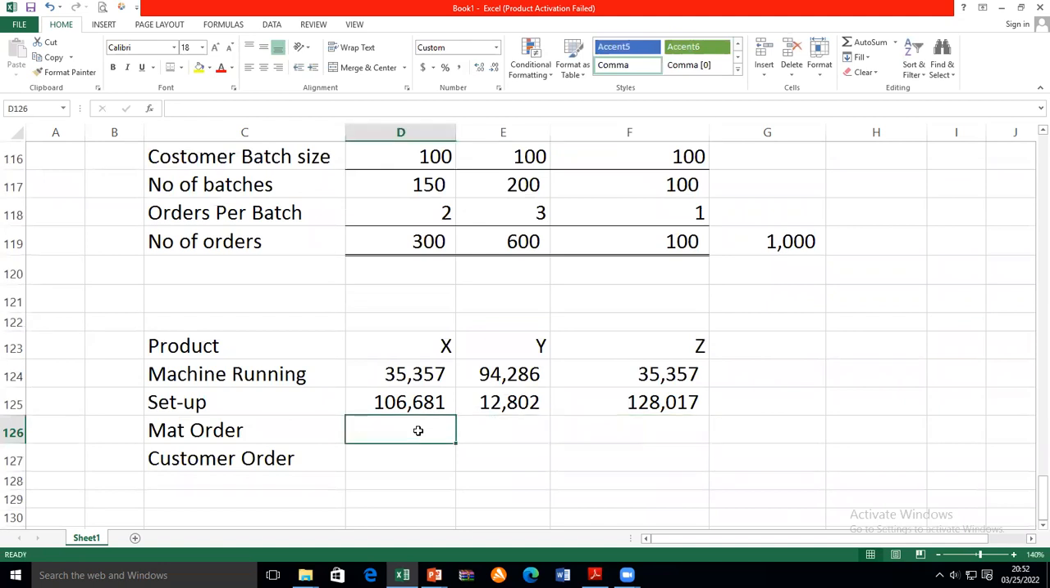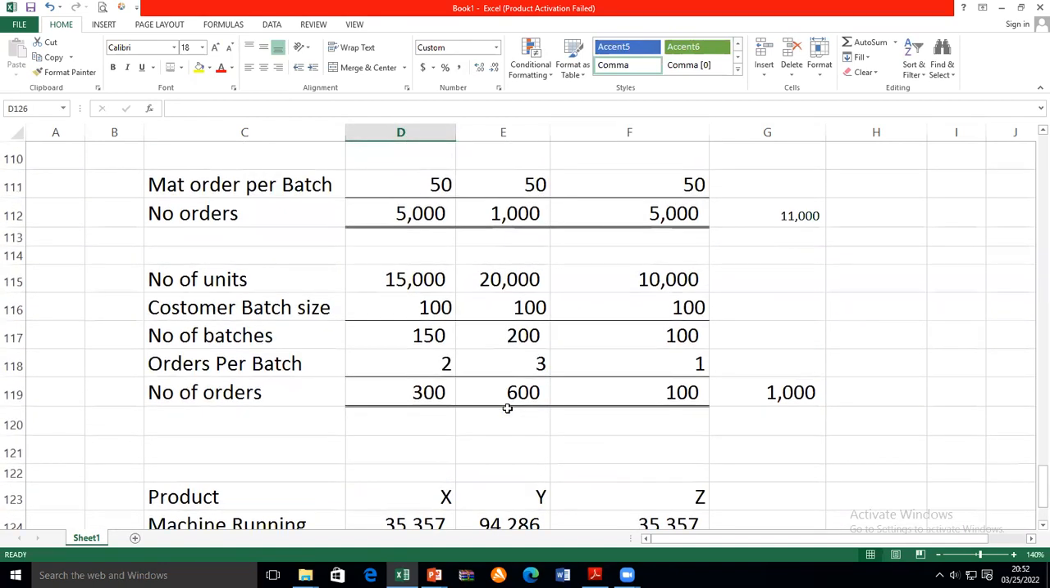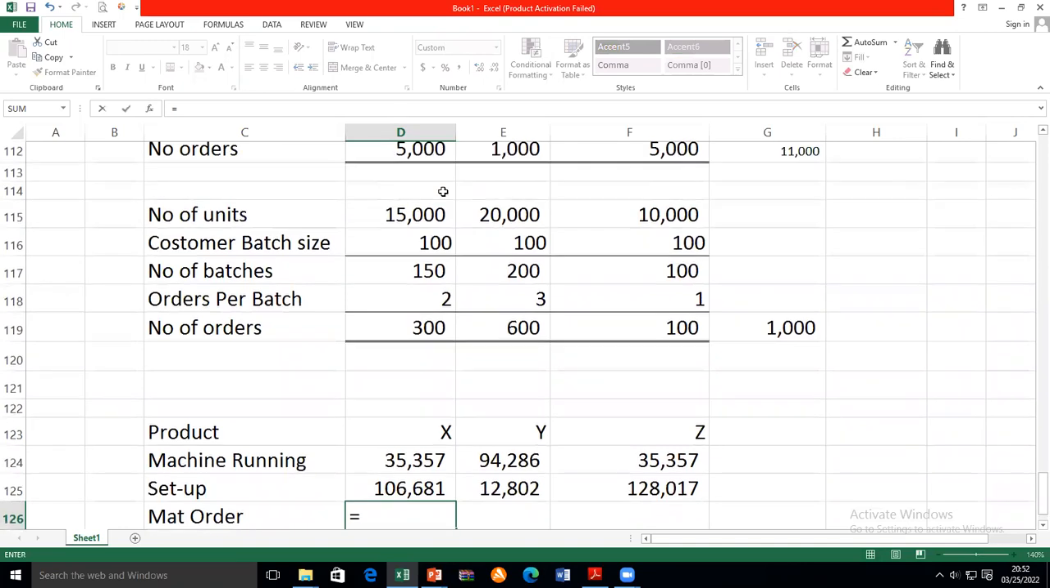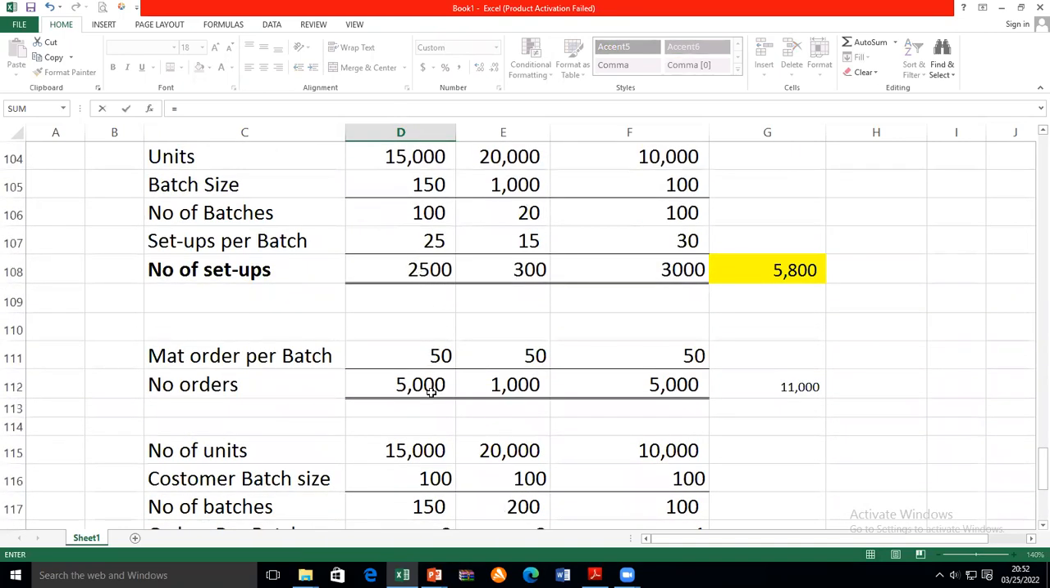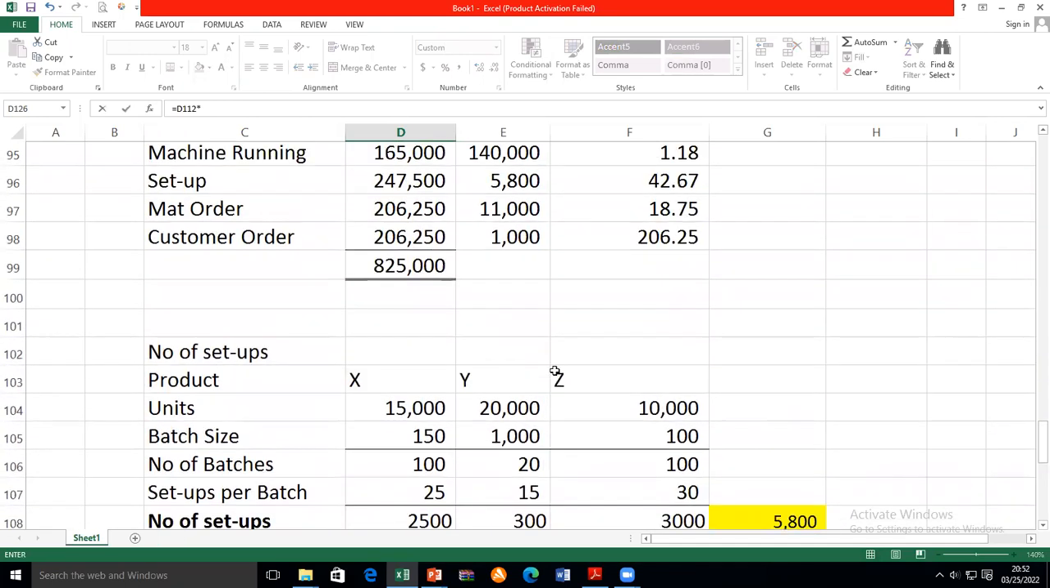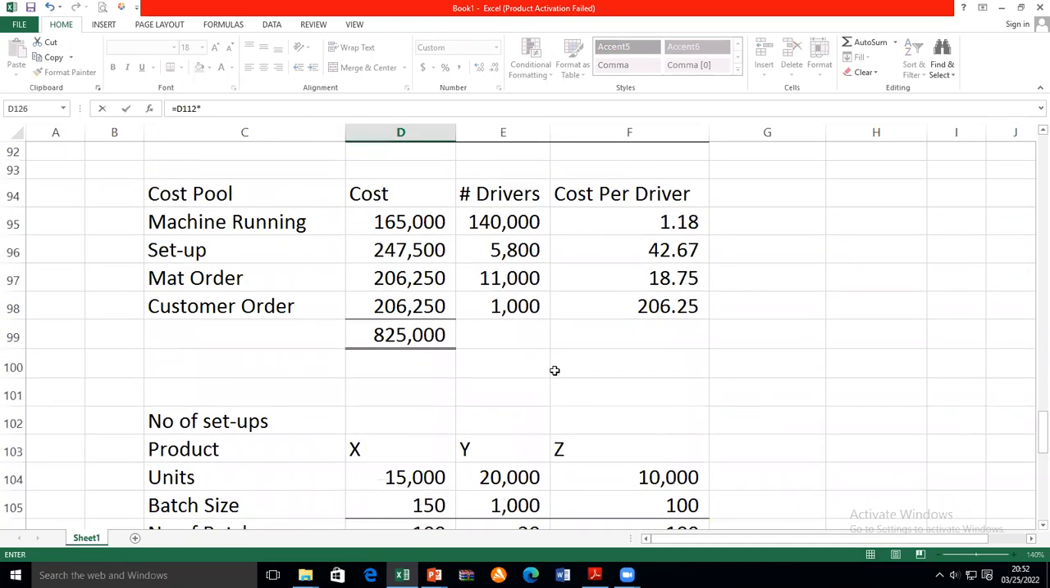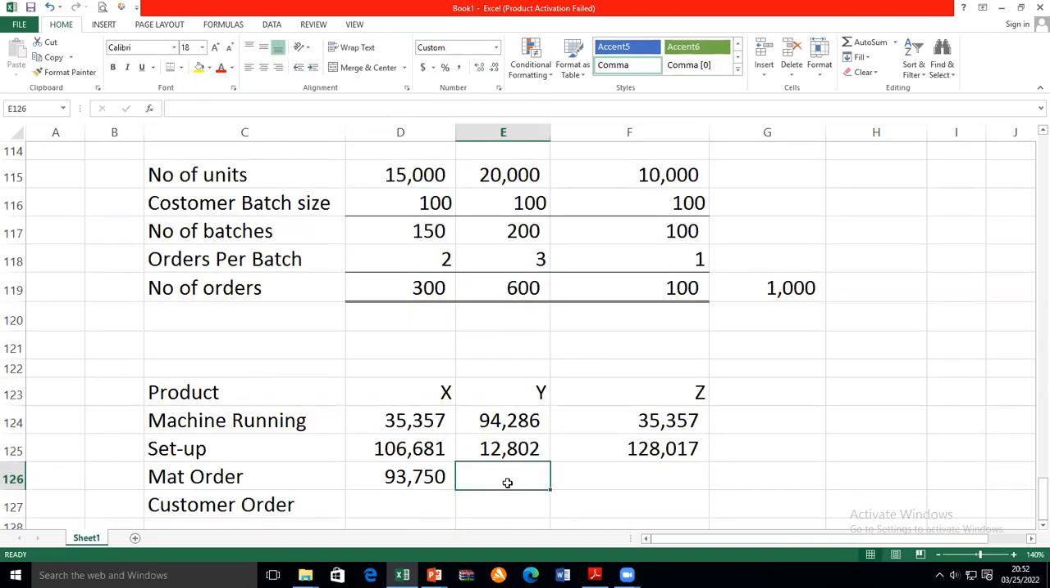What of material orders? Again, you say, where are my material orders? They are here. Here, the material orders are 5,000. If these are wrong, then we would have a serious problem. But we are quite accurate.